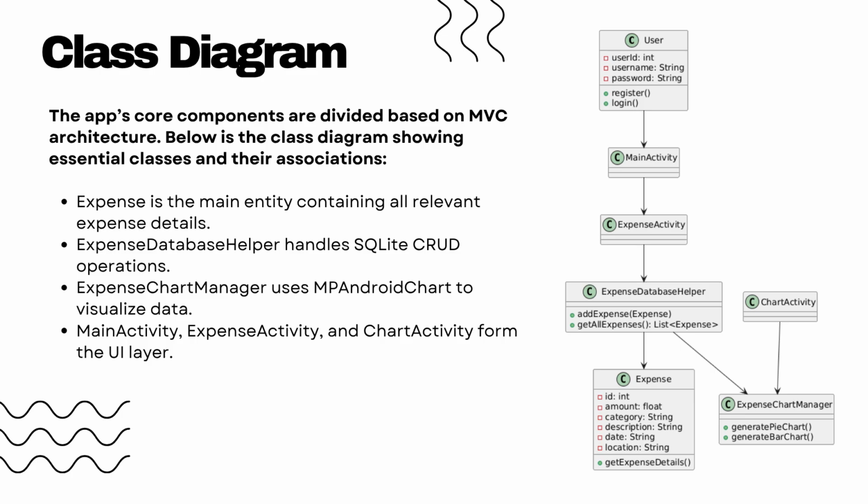Next we have the view layer. Main activity, expense activity and chart activity manage the UI, for example, input forms, charts. For example, chart activity collaborates with expense chart manager to render visuals.